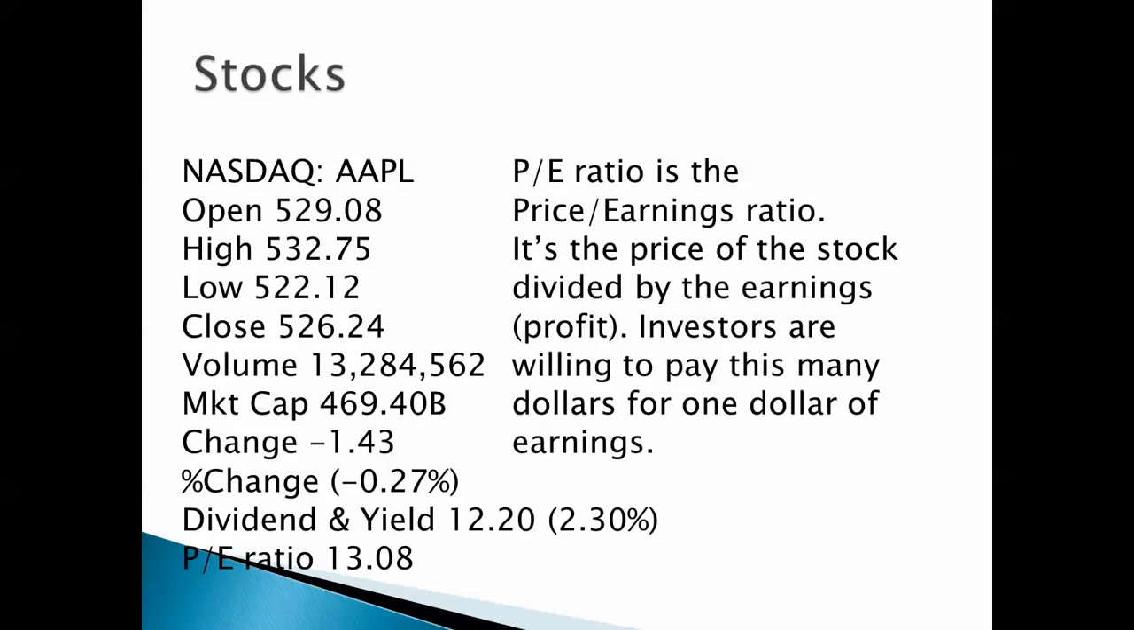PE ratio is the price-earnings ratio. It's the price of the stock divided by the earnings, that is the profit. In essence, investors are willing to pay this many dollars for $1 of earnings. So, in other words, investors are willing to spend $12.20 for each dollar of earnings that Apple generates. So the price-earnings ratio, price divided by earnings, is 12.2.